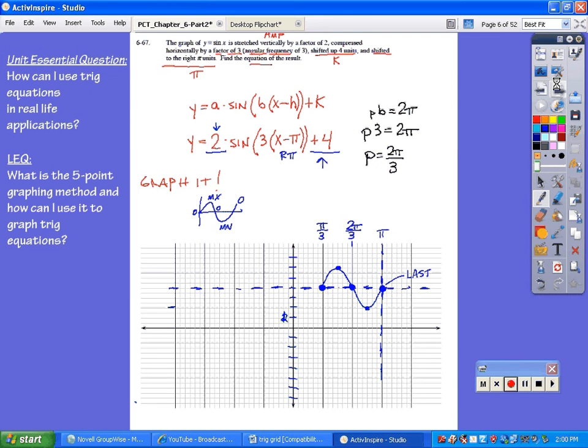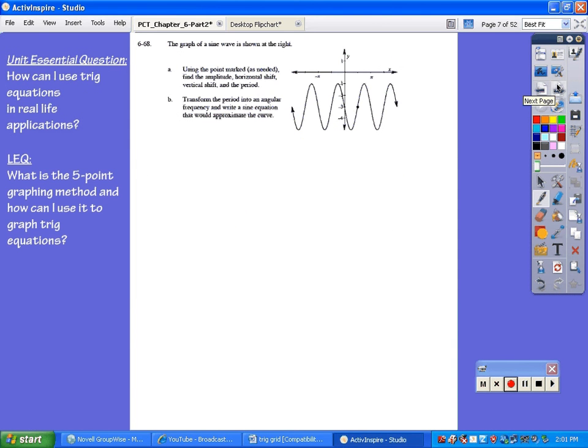Next I have problem number 68. As soon as the computer gets there, we're waiting. Write the equation of this graph.